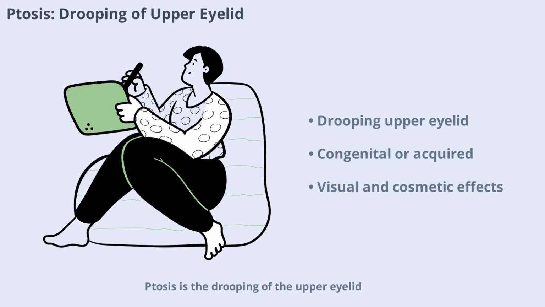Ptosis is the drooping of the upper eyelid, which can be congenital or acquired. Congenital ptosis is usually bilateral and due to underdevelopment of the levator muscle. Acquired ptosis is often unilateral, resulting from muscle weakness, nerve palsy, tumors, trachoma, oedema, or hypertrophy. Ptosis can cause visual disturbances and cosmetic concerns, prompting patients to compensate by tilting their head back or raising their eyebrows.